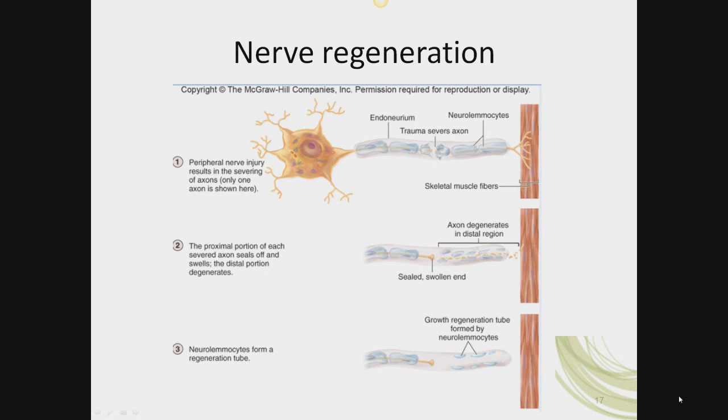And at the same time, the distal part of the axon that was severed from the cell body and the myelin sheath surrounding it breaks down. And macrophages are going to help remove the debris. In step 3, we see that the neurolemma, in conjunction with the remaining endoneurium, forms a regeneration tube. So remember, the neurolemma are the neurolemmacytes, and they're forming a tube.